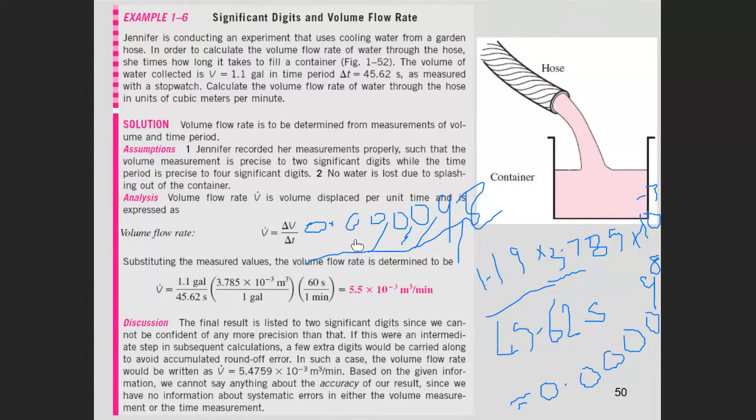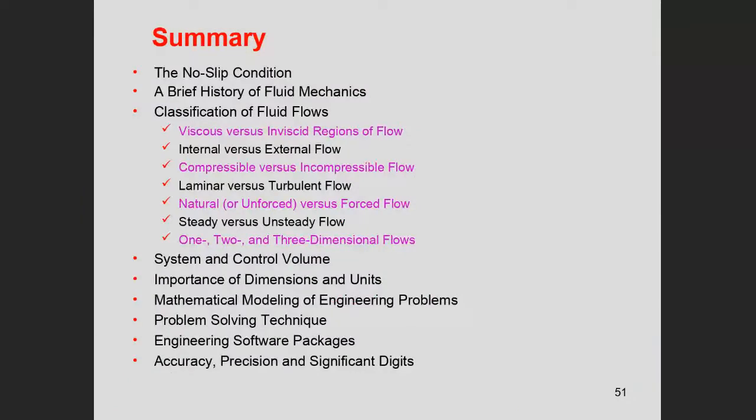So this is, guys, the importance of digits. Please pay attention to it. In summary, gentlemen, this is chapter 1. We passed through many things, the no-slip boundary condition. We talked about brief history of fluid mechanics. A very important point is classification of fluid flow. This might be the subject of your assignment 1 when we cover chapter 2. Some of you might talk about one of these classifications.